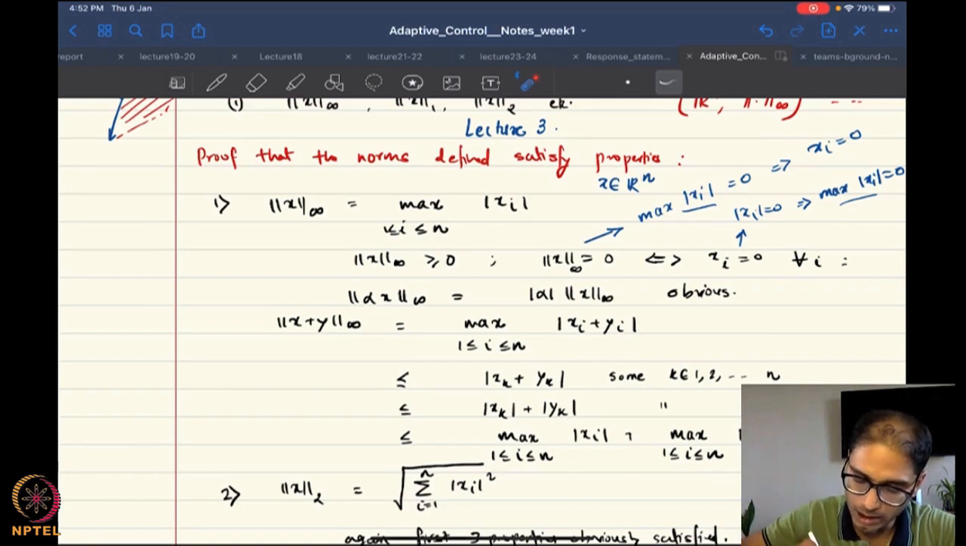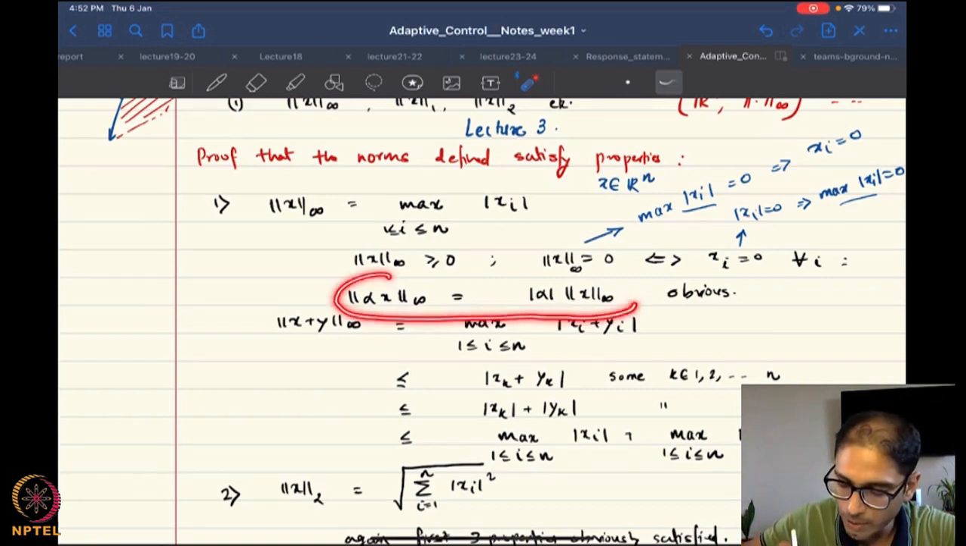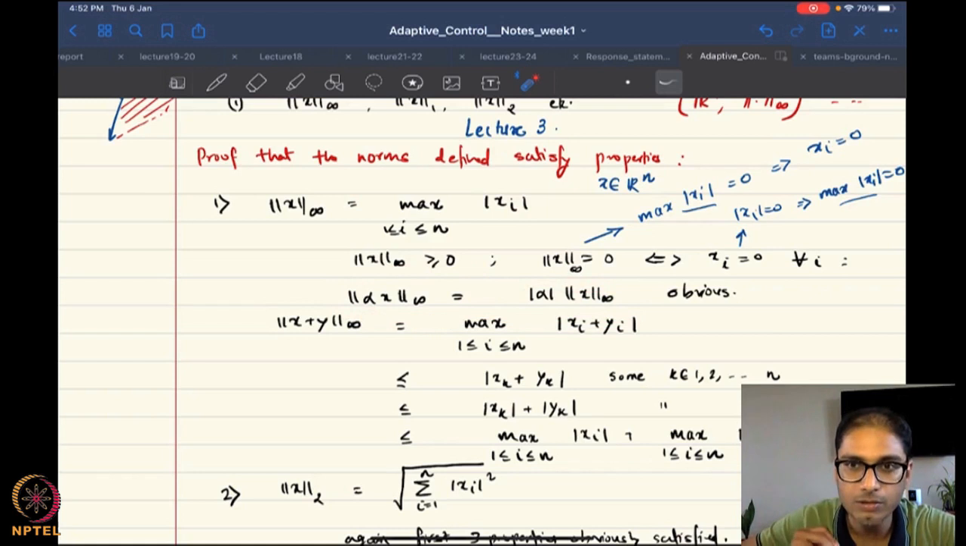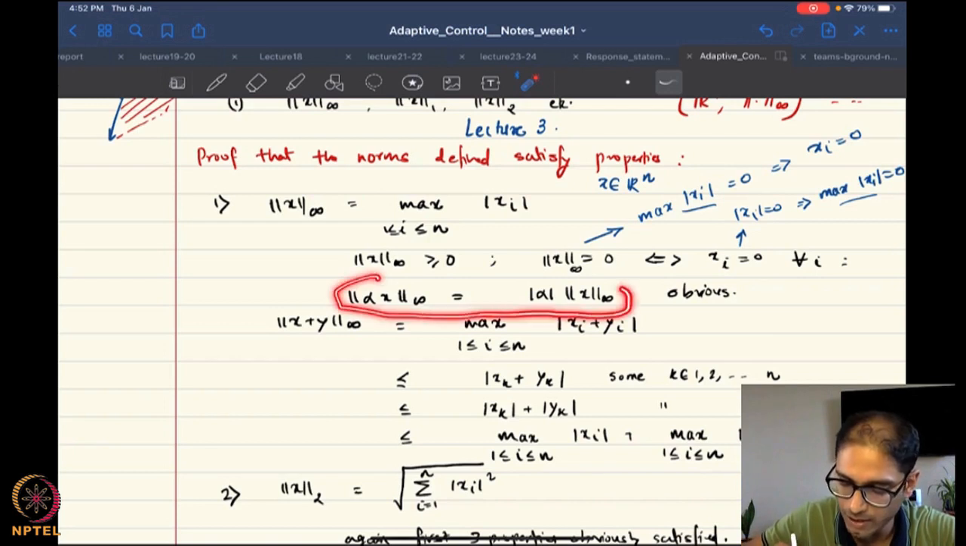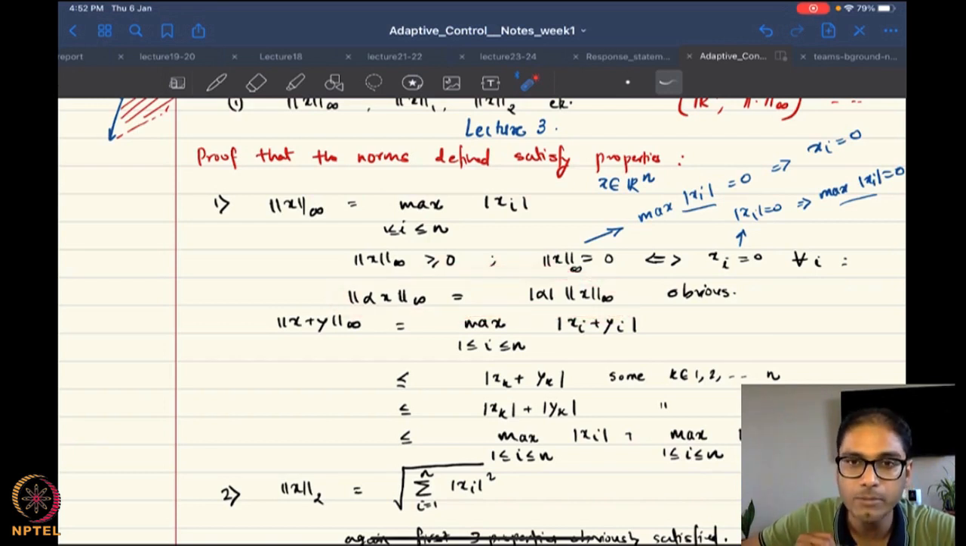Alright. The third property, that is the scalar multiplication property, is rather obvious. It's nothing to do because again you have an absolute value, right? So the alpha will come out here, right? And the alpha can be pulled here. Right. So the scalar multiplication property is very, very straightforward. I'm not really elaborating on it. Right. Now we come to the rather critical triangle inequality property.